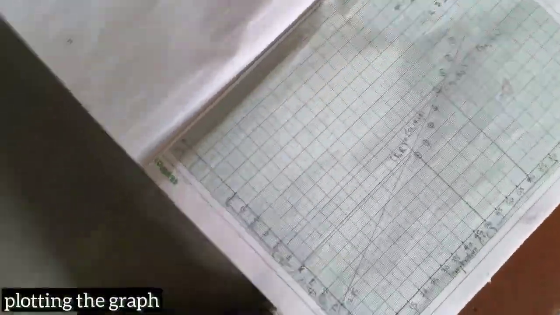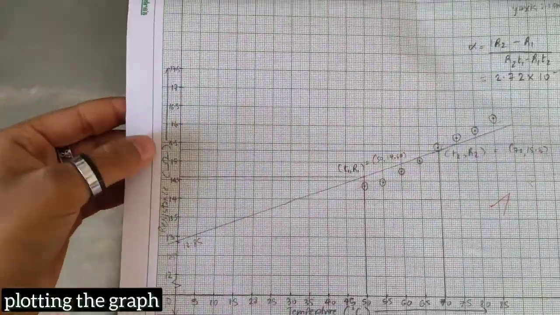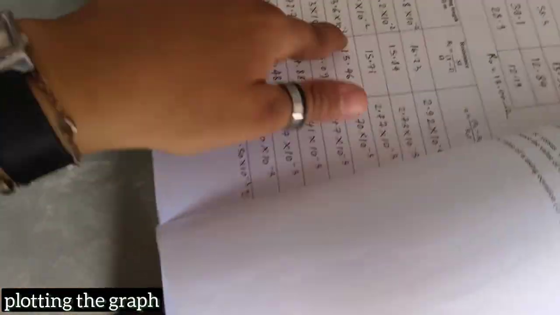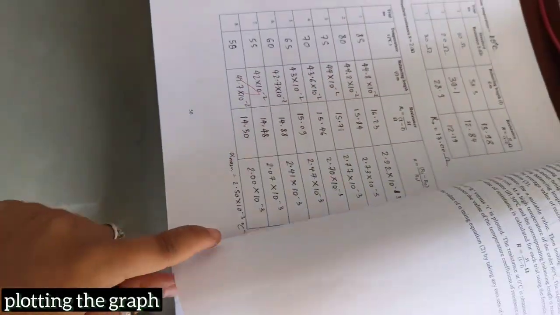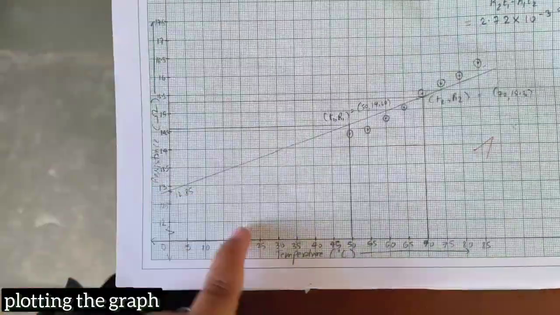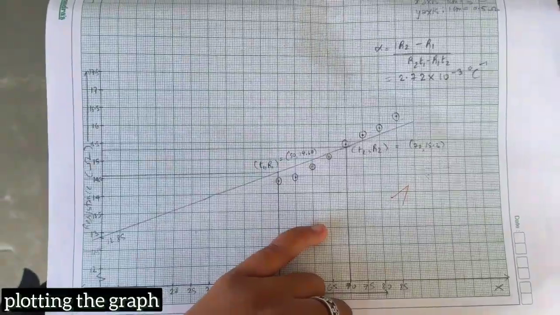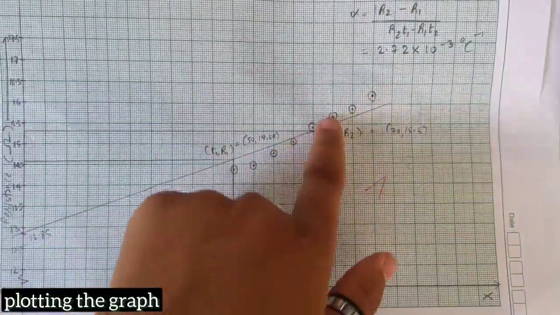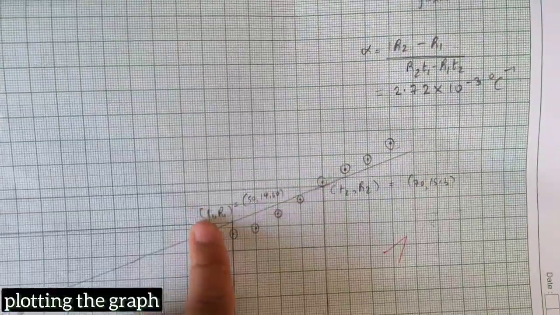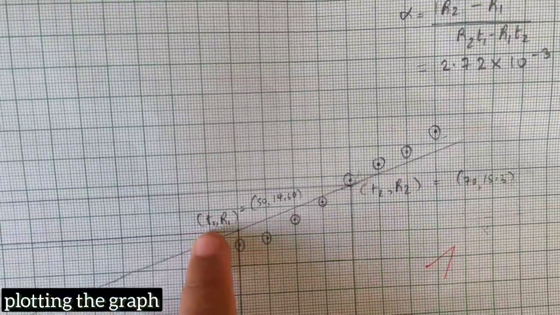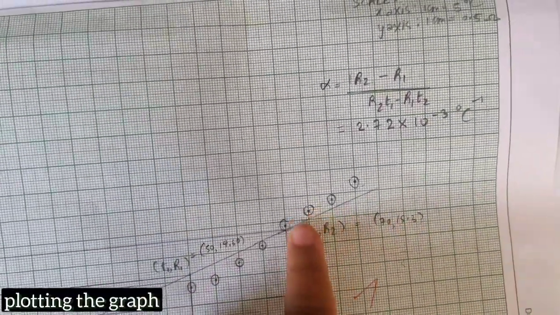Now for the graph, you'll be plotting resistance, which was these values that you found using the formula, on the y-axis, and on the x-axis you have temperature in degrees Celsius. Now you'll get a straight line graph from this, and you pick any two arbitrary points on this graph and find the value of T and R at that point. So you have T1 R1 and T2 R2. You pick 2 points, right?